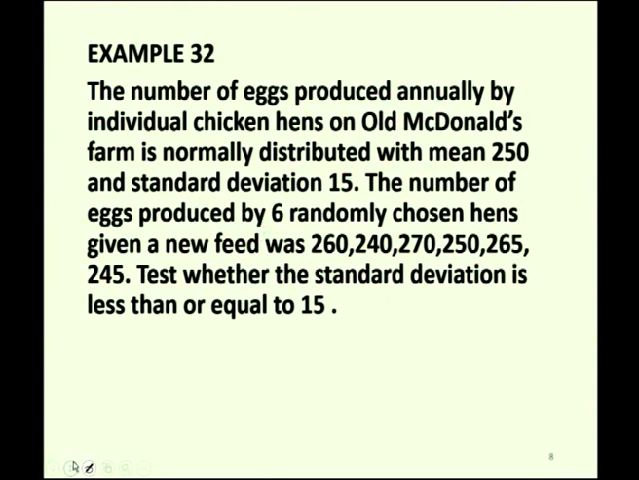Next, when the values are not given directly to you, you have to calculate them using the sample values given in the question. So, this problem goes like this: the number of eggs produced annually by individual chicken hens on Old McDonald's farm is normally distributed with mean 250 and standard deviation 15. The number of eggs produced by 6 randomly chosen hens given a new feed was 260, 240, 270, 250, 265 and 245. Test whether the standard deviation is less than or equal to 15.